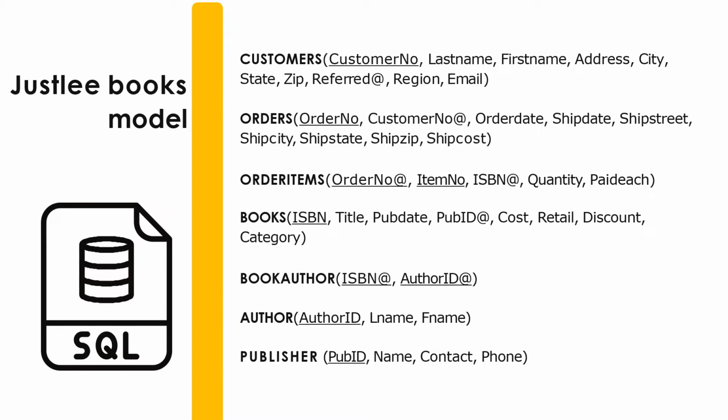The attributes that are underlined are the primary keys for each of the tables. And the attributes with the @ sign at the end are the foreign keys in our tables.